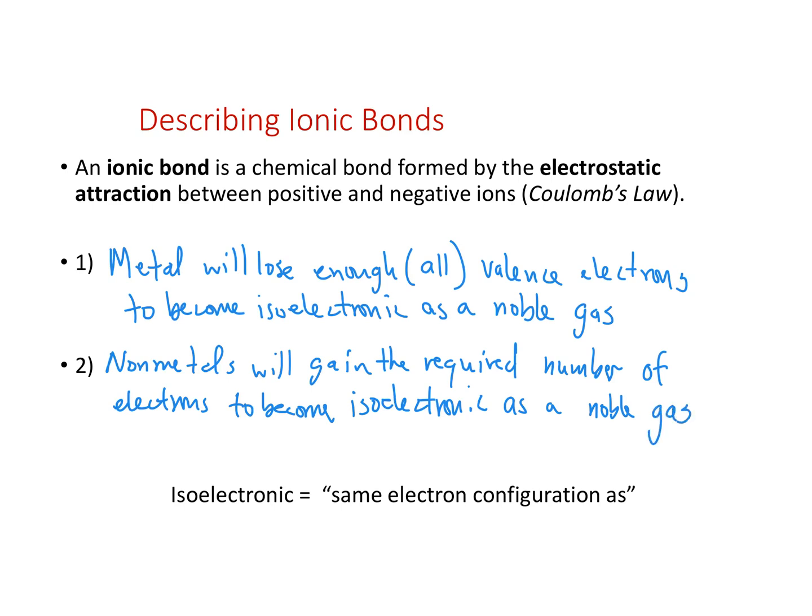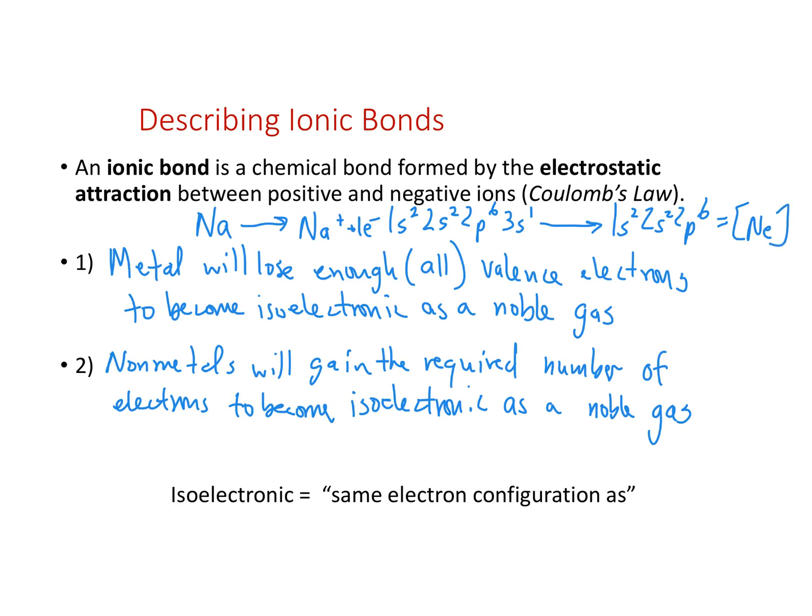So for example, if we look at a metal, we can look at sodium. When sodium forms sodium plus 1, it's going to go from the configuration of 1s2, 2s2, 2p6, 3s1, to the configuration after it loses that electron of 1s2, 2s2, 2p6, and it's going to be isoelectronic with neon.